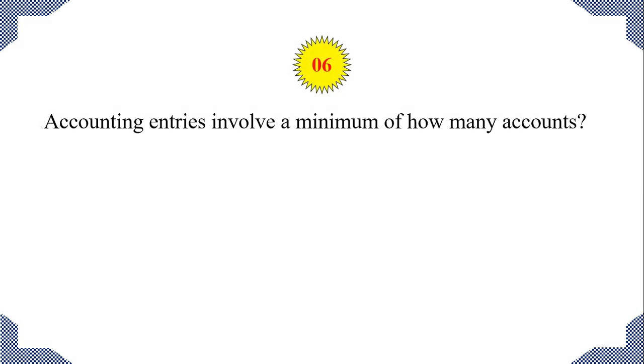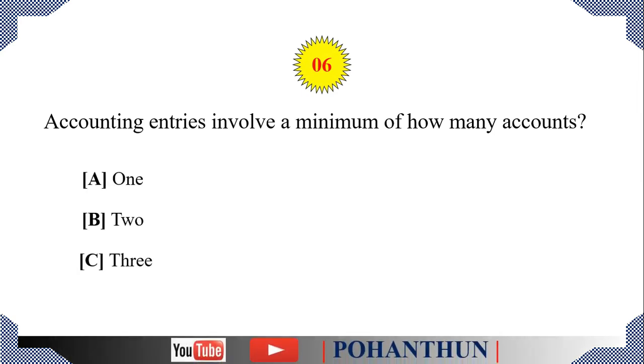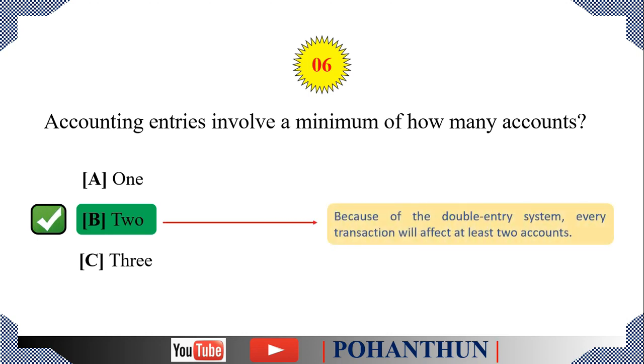Question number 6. Accounting entries involve a minimum of how many accounts? Option A, 1 account. B, 2 accounts. Option C, 3 accounts. So the right answer is option B, 2 accounts. Because of the double entry system, every transaction will affect at least 2 accounts.